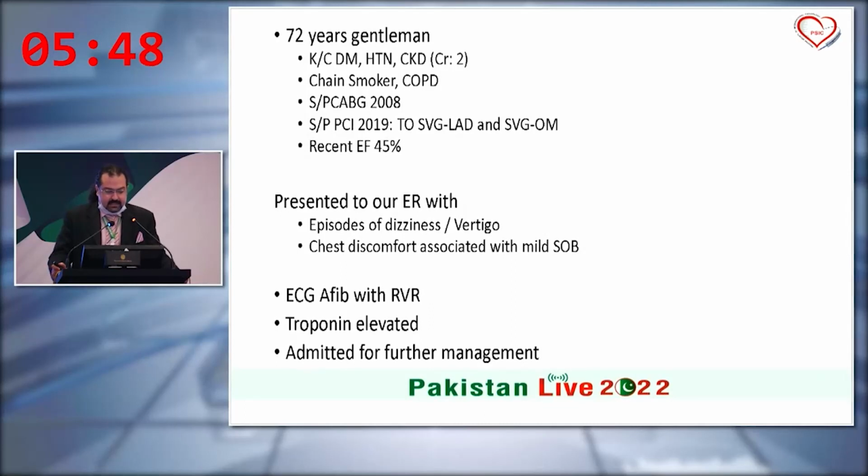My case is of a 72-year-old gentleman who is a known case of diabetes and hypertension, CKD with baseline creatinine of 2, chain smoker and COPD. He had CABG in 2008 and PCI in 2019 to a saphenous venous graft, and his recent EF was 45%. He presented to our ER with an episode of dizziness and vertigo, and just before he came to the ER, chest discomfort associated with mild shortness of breath. He was tachycardic, and the ECG showed atrial fibrillation with RVR, diagnosed for the first time, as his previous records always showed sinus rhythm. On further workup, his troponin was elevated, and he was admitted to the hospital for further management.